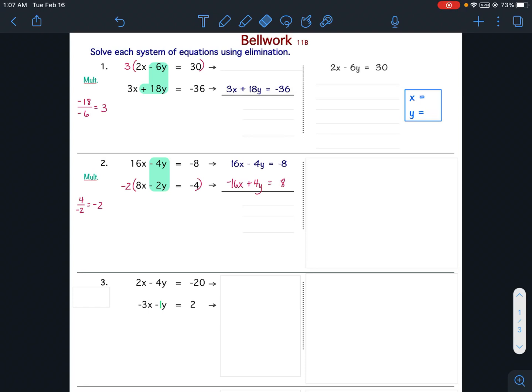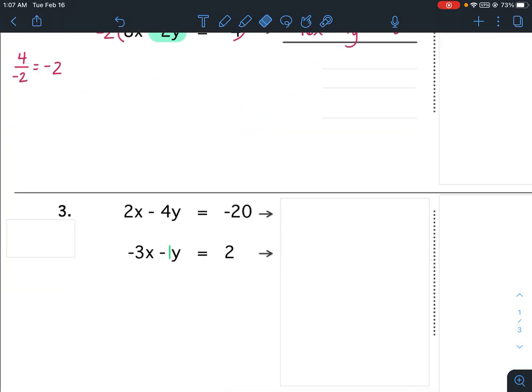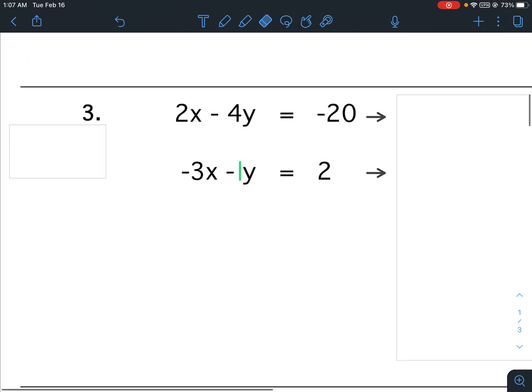Bellwork 11B continued. Question number 3. Do we have opposites? No, we do not. Do we have identical terms? No, we do not. Do we have multiples? Well, 3 divided by 2 is a decimal number, so 3 is not a multiple of 2. However, we do have the term y that has a coefficient of -1, and anytime you have 1 as a coefficient, you have multiples. So the -4y and the -1y are multiples.